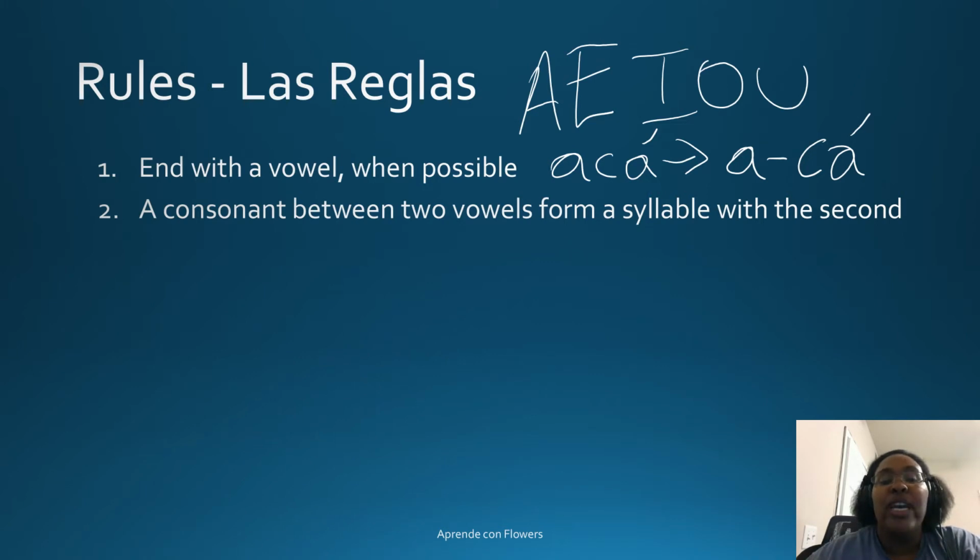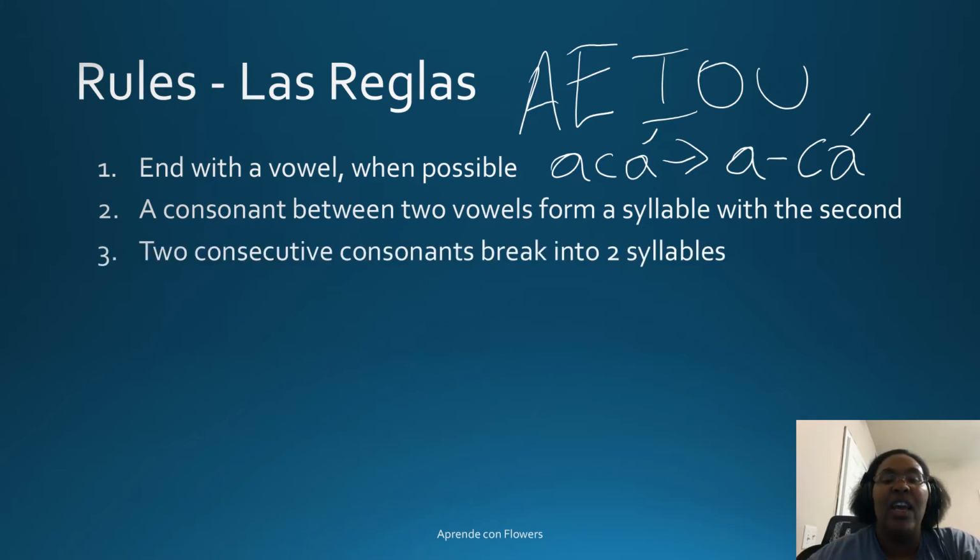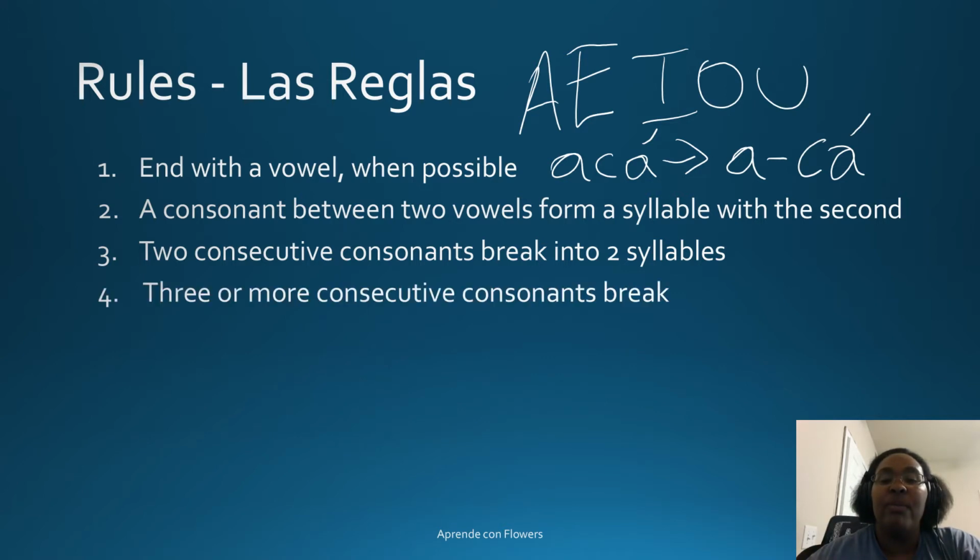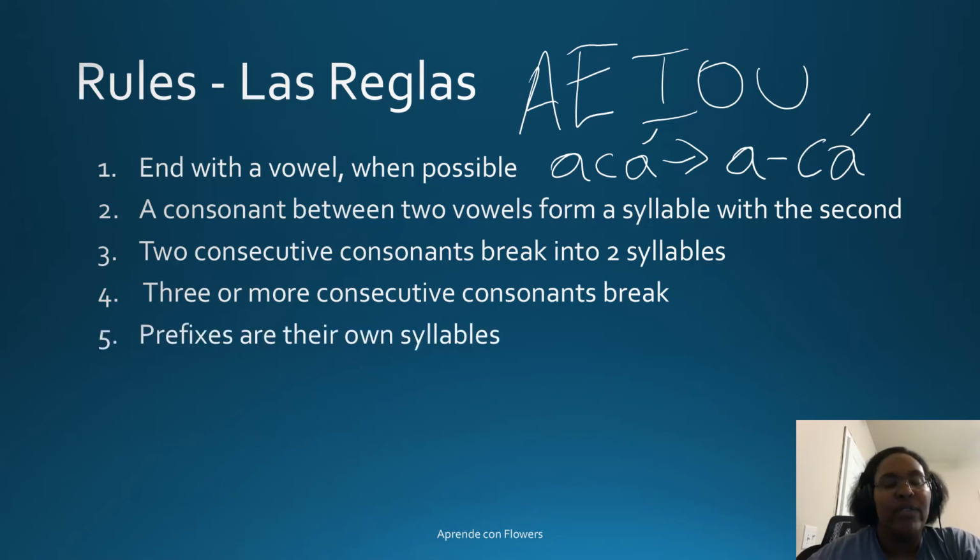Rules 3 and 4 I'll be going over in the next slide, but here they are, just as an overview. 2 consecutive consonants break into 2 syllables. 3 or more consecutive consonants break. Prefixes are their own syllables.